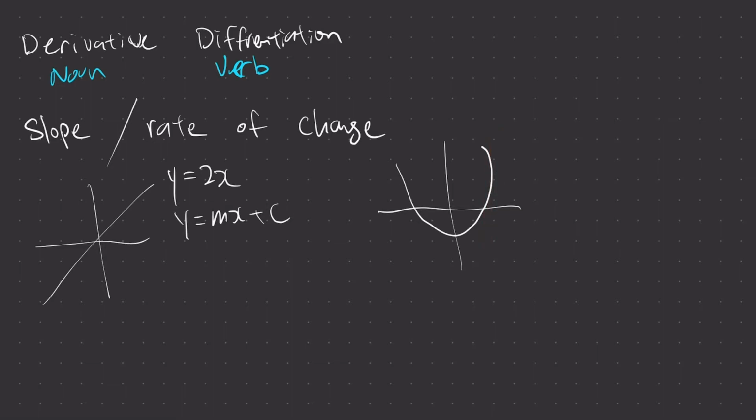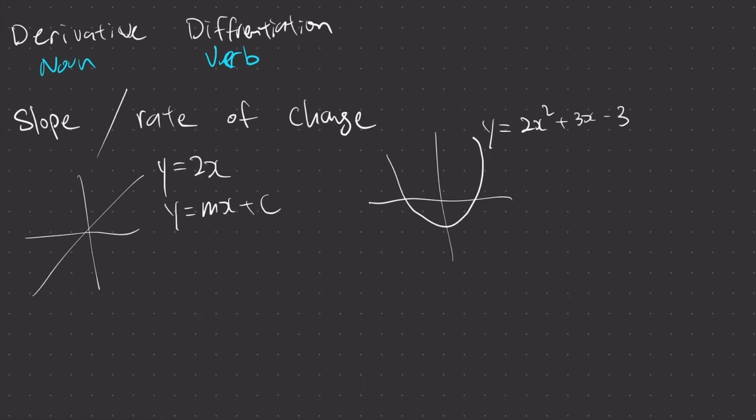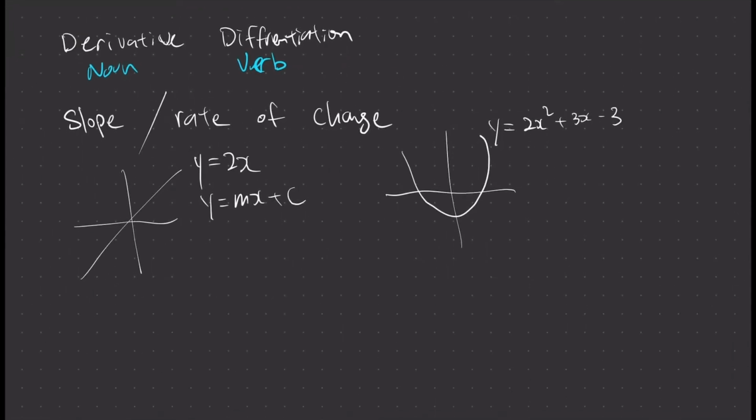So let's pretend this is y equals 2x squared plus 3x minus, let's say, 3. Okay? Let's just say something like that. So how do we find the derivative of this? Okay? Well, that is for the next video. But you just need to know that the idea of derivative and differentiation is basically finding the instantaneous slope, or finding the slope of a function or a curve, okay?